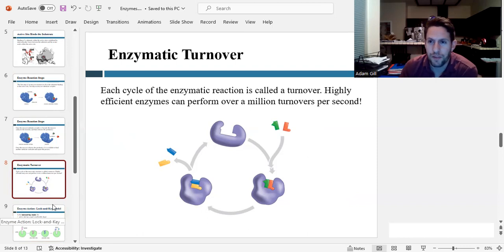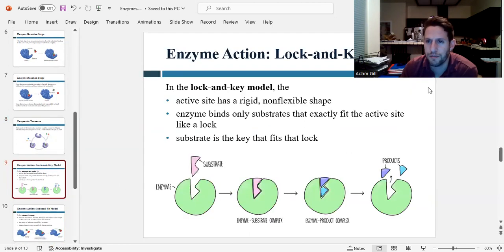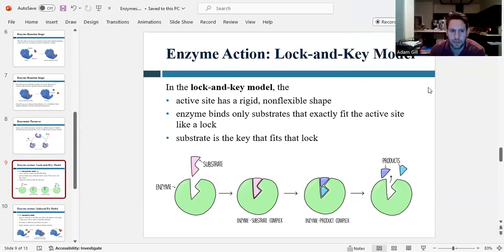Now, let's talk about the specific models that try to describe this enzymatic turnover. There are two models that are used to describe this process.